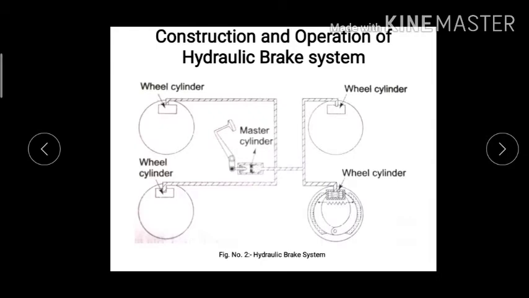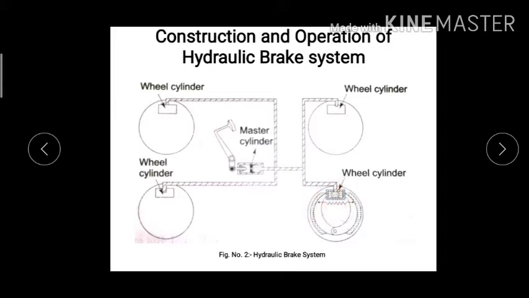Now we'll go to the construction and operation of the hydraulic brake system. As we have seen in the mechanically operated system, there was a piston connected to a cam, and a lever connected to the cam. The cam rotates and pushes the brake shoe outwards, that is, it expands, and when we release the pedal, it contracts because of the spring.